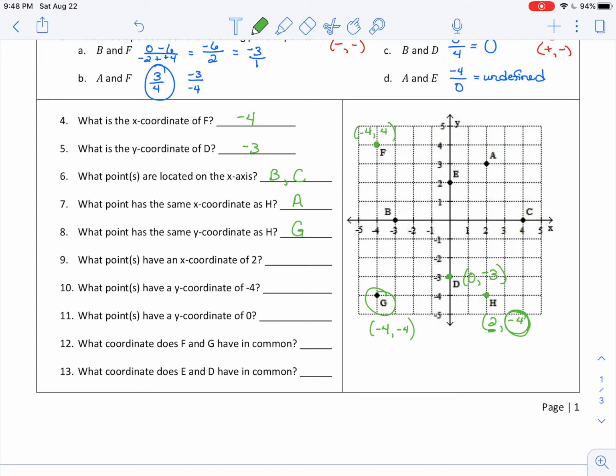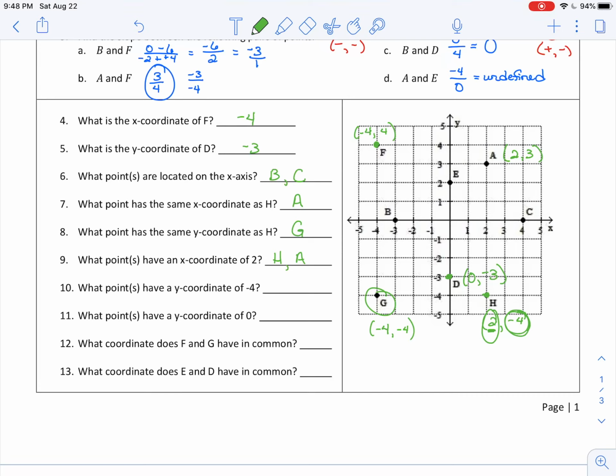And the points with an x-coordinate of 2, those are points that have been moved to the right too. We kind of just answered that on number 7 here. The ones that moved to the right too were H and A. So again, I'm going to list these 2 coordinates, putting a comma between them.